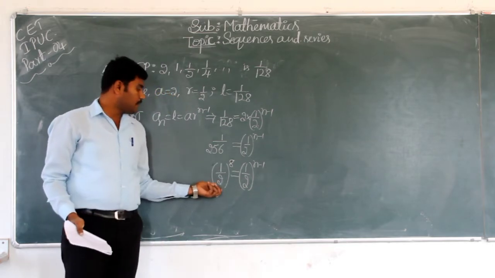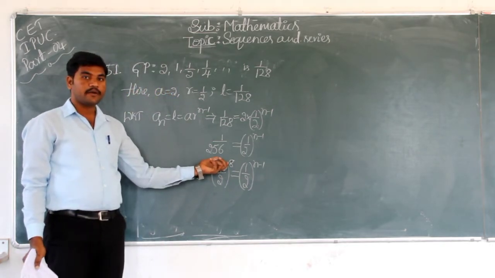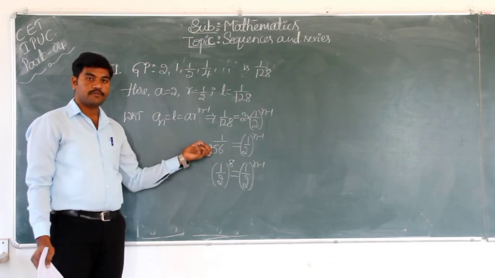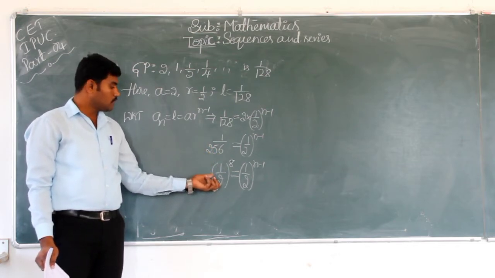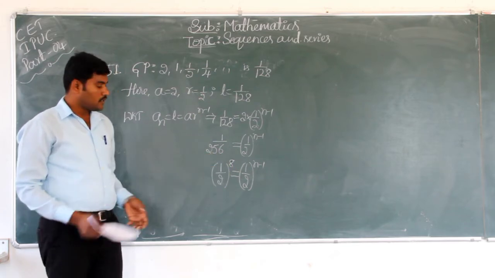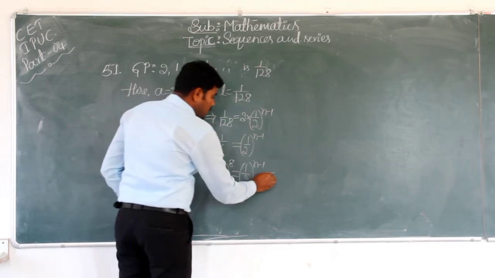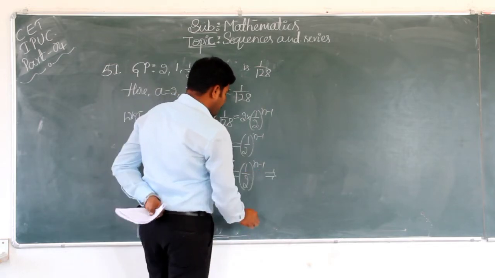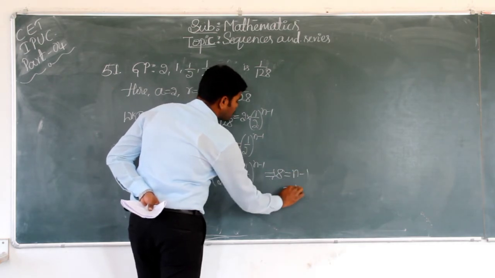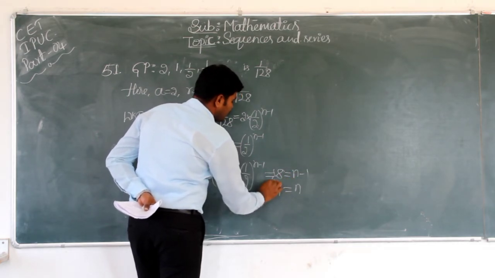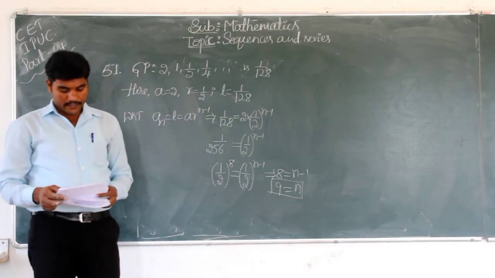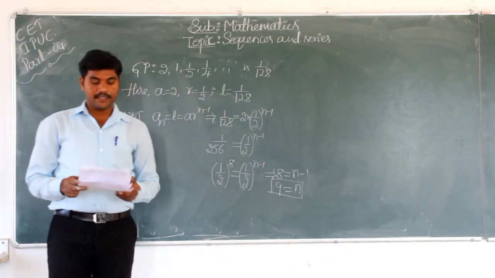What power of 2 should I raise so that I can get 256 is 8. See, here bases are same. Equating the powers, it will be 8 is equal to n minus 1, and n becomes 8 plus 1, that is 9. This 9th term of GP is 1/128. Look at the options. Option A is 9.